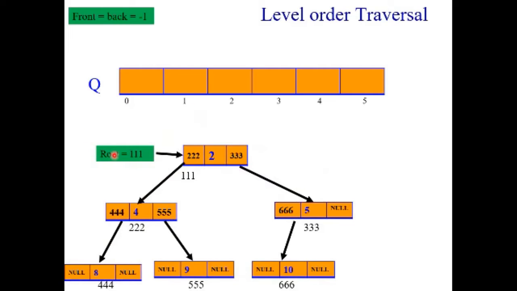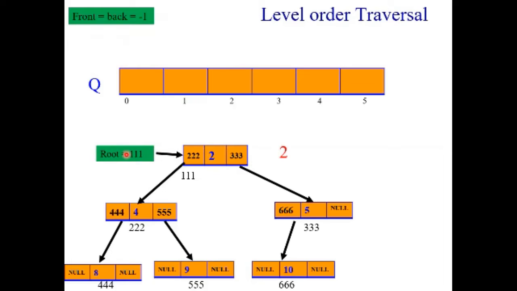So what we do is check that the root is not equal to null. We have taken one array queue. This array queue is to push the address. Initially front and back equal -1 because it is empty. Next we check whether the root is not equal to null. Yes, root is not equal to null. So in the code, if so, print root of element, that is 2.